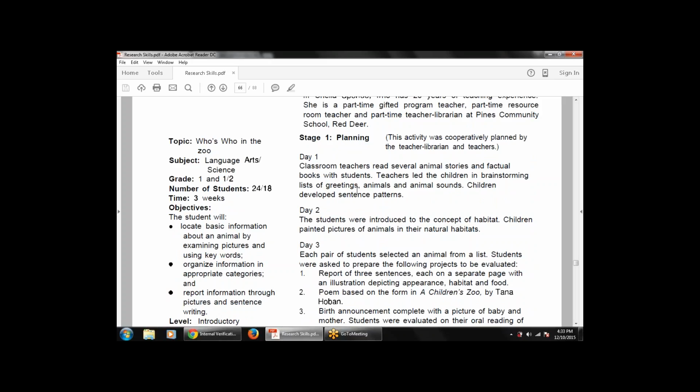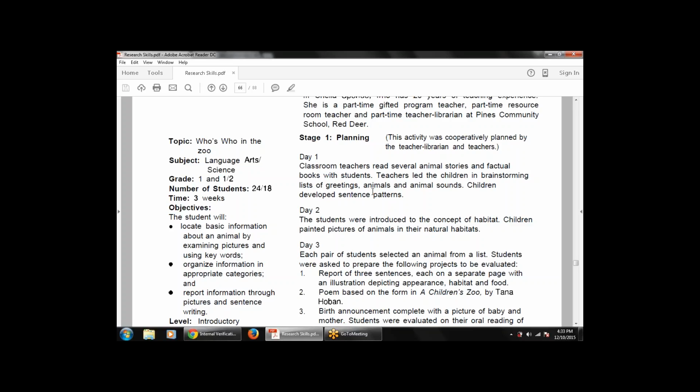Whatever the sound, the greeting, or the animal, it is taken from the animal sounds. Children develop the sentence pattern. So this is the planning part: classroom activities must be presented, so the students gain more and more experience in oral words.